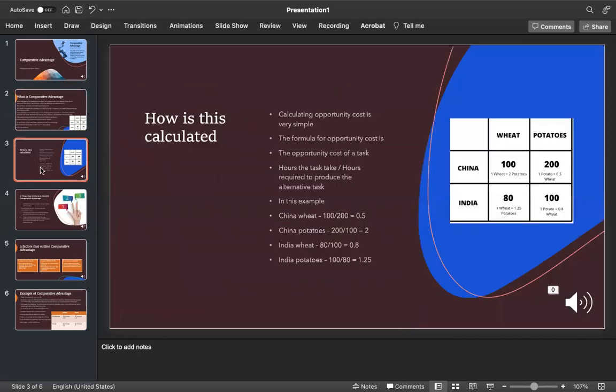How is this calculated? Calculating opportunity cost is very simple. The formula for opportunity cost is hours that the task takes over hours required to produce the alternative task. So for this example, to get China's wheat, you would do 100 divided by 200. That's how you get 0.5. China's potatoes, 200 divided by 100 to get 2. India's wheat, 80 divided by 100 to get 0.8. And finally, India's potatoes, 100 divided by 80 to get 1.25.